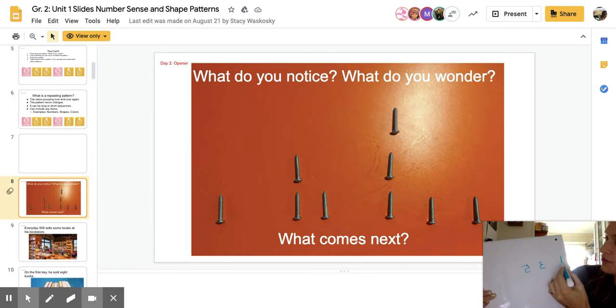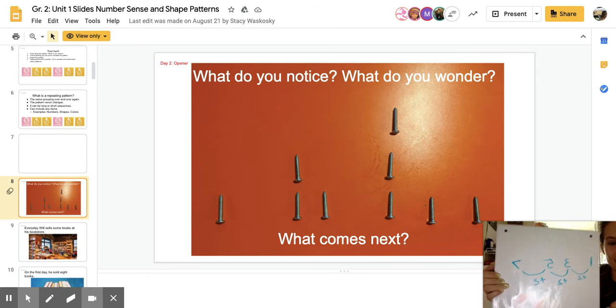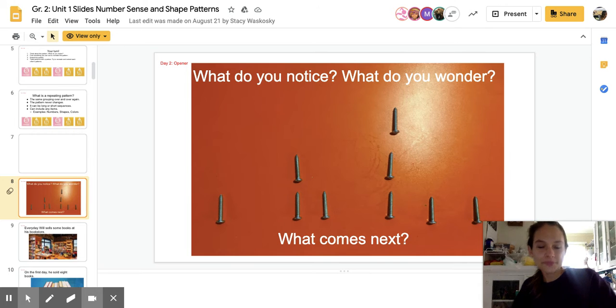How would you get from 1 to 3? You have to add 2, right? And from 3 to 5, add 2. So then what would we add to 5? Plus 2. What's 5 plus 2? 7. Yeah. So the pattern is increasing, it's getting larger.